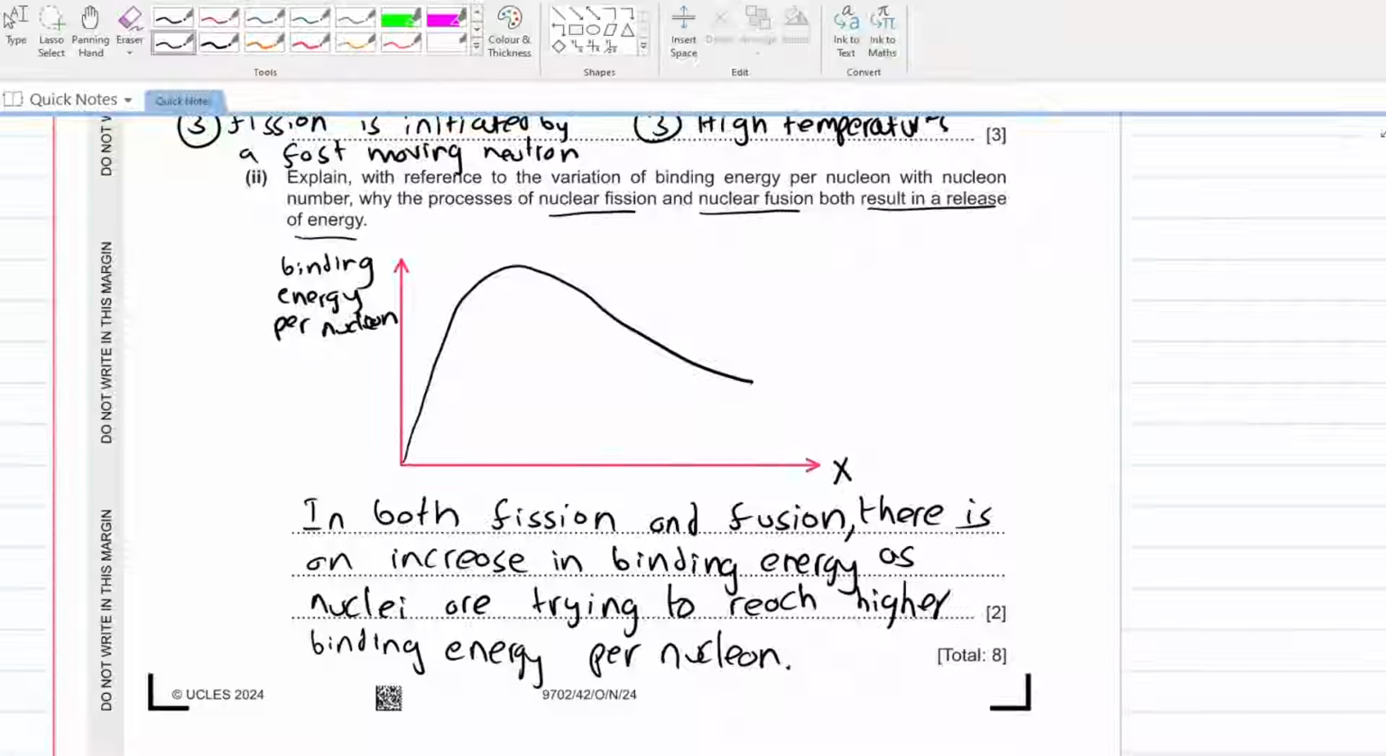In both fission and fusion reactions, iron is the most stable. Perfect. Both reactions increase your binding energy because all the nuclei are trying to reach higher and higher binding energy. This is the reason. This blue region is for fission reactions. This yellow region is for fusion reactions.